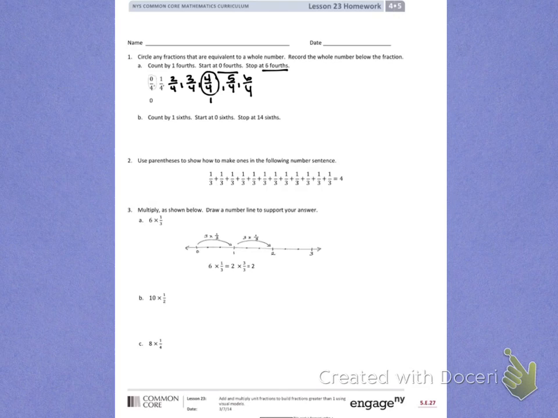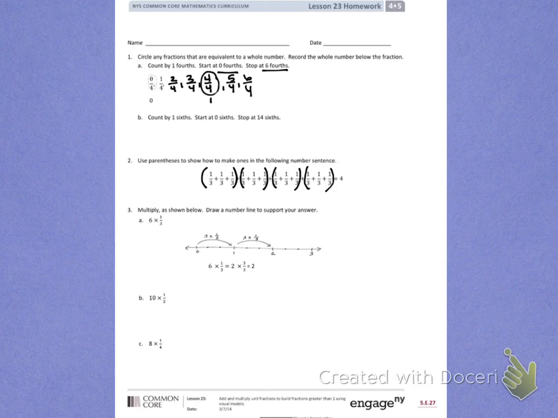Problem number 2. Use parentheses to show how to make ones in the following number sentence. We have a whole bunch of 1/3 here. So let's think how many 1/3 add together to make 1. Well, 1/3 plus 1/3 is 2/3, plus another third is 3/3. So we need 3 groups of 1/3 added together to make 1. And we're just adding parentheses in to show that it's making 1.